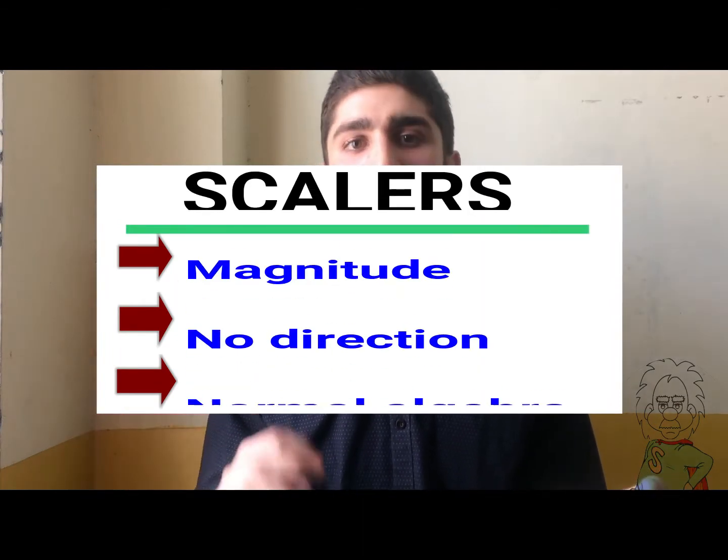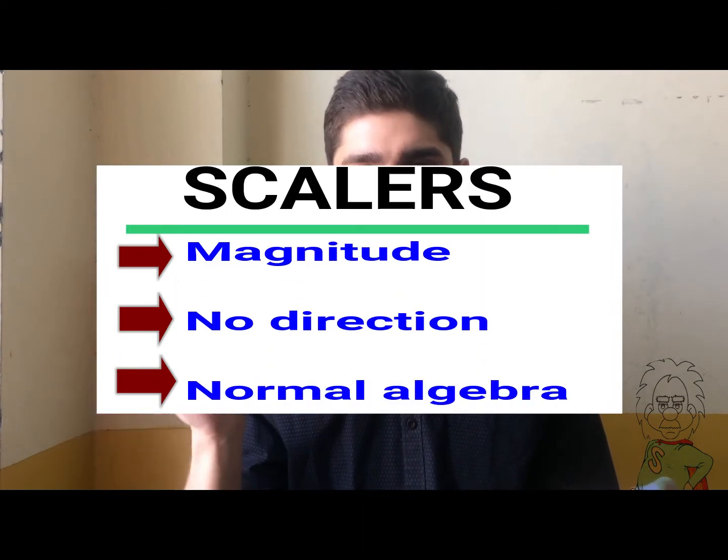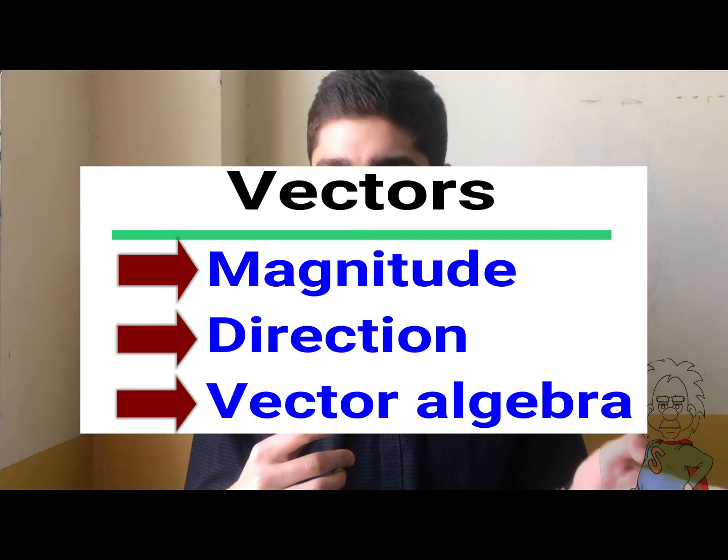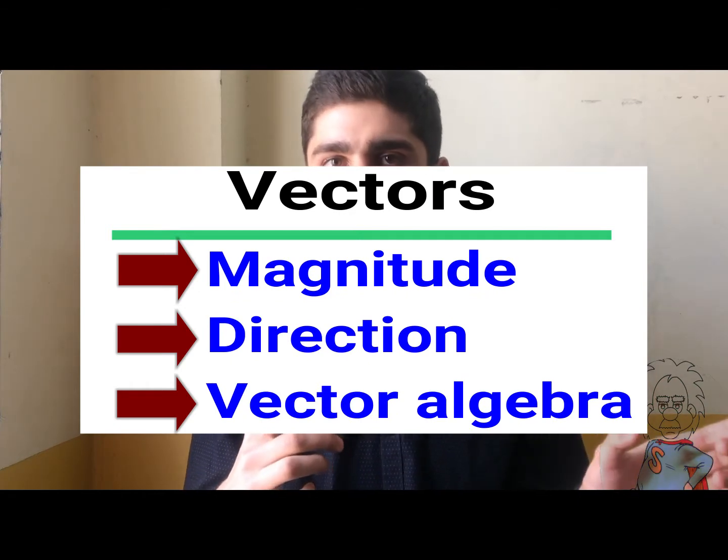That is, the scalar quantities follow normal algebraic laws, whereas the vector quantities follow vector algebraic laws. So we'll improve our definition and make it like this: a scalar quantity is that physical quantity which has a magnitude with it and follows normal laws of algebra, while a vector quantity is that physical quantity which has a magnitude with it, a direction with it, and follows the vector laws of algebra. So this is our scalar and our vector quantity till now.